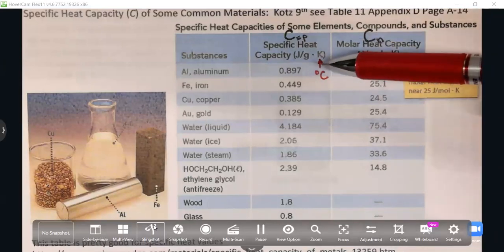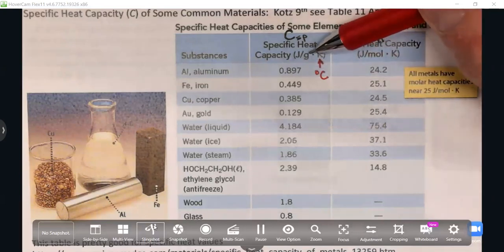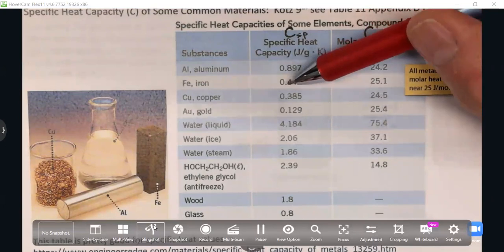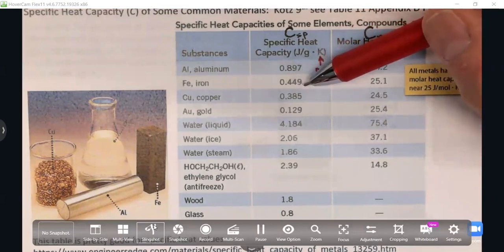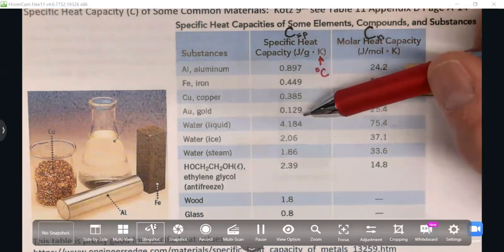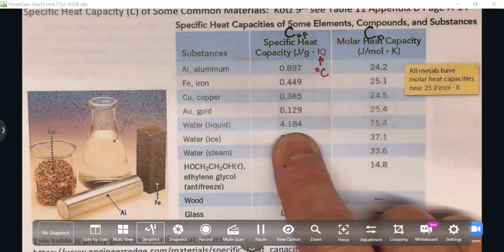So this is the amount of heat you need to raise 1 gram, 1 degree Celsius. For aluminum, it's 0.897. Iron, you only need 0.449. Copper will heat up faster. Gold will heat up even faster. Well, this is the big one right here, 4.184.